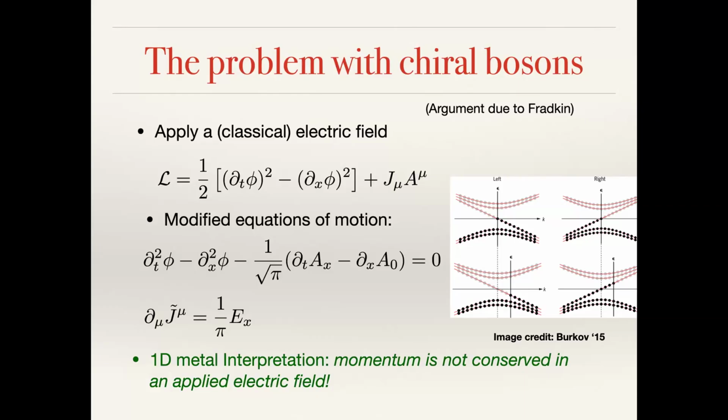And so this statement about the electromagnetic current and axial current, which you can read about in terms of loop diagrams in Peskin and Schroeder, from the point of view of condensed matter, you can really think of as a very familiar statement, which is if you take a 1D metal and put it in an electric field, the momentum is no longer conserved.